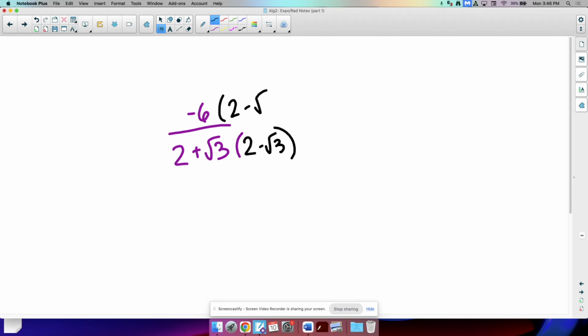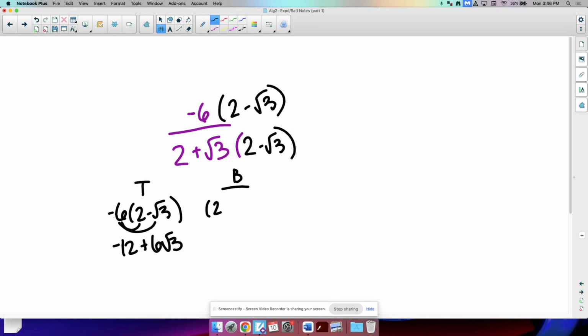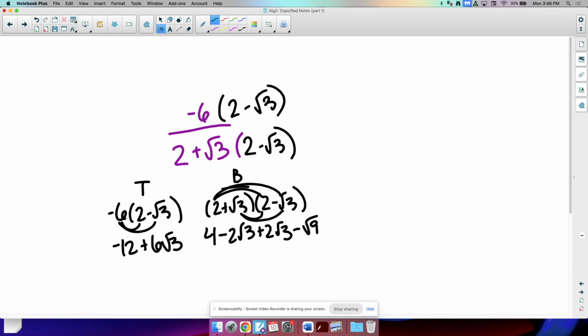Whatever you do to the bottom, you have to do to the top. Up top, when I multiply that negative 6 in, we get negative 12 plus 6 root 3. The 6 and the 3 can't multiply together because the 3 is stuck inside the radical. On the bottom, we're going to do our full FOIL here. 4 minus 2 root 3, again, inside, outside, can't go together, plus 2 root 3. Now these ones are both inside, so 3 times 3 gives us a 9.